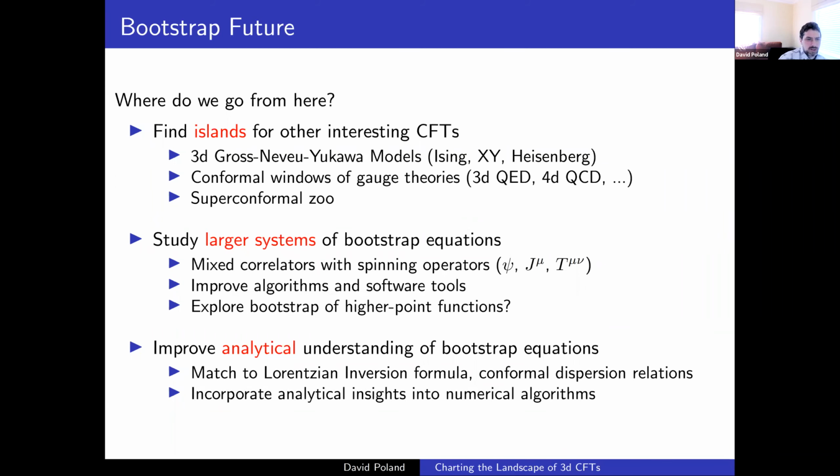Another interesting direction is to explore the Bootstrap of higher point functions, which might be a more efficient way to get additional constraints rather than looking at arbitrary 4-point functions involving spinning operators. And then there's also this analytical direction where we have the Lorentzian inversion formula. There's a related approach of developing conformal dispersion relations. And ultimately, I hope we can incorporate all the analytical insights we gain from these approaches, like the fact that we know the large spin spectrum very precisely, into improving the numerical algorithms and coming up with a very fast, efficient way to bootstrap this whole space of 3D CFTs.